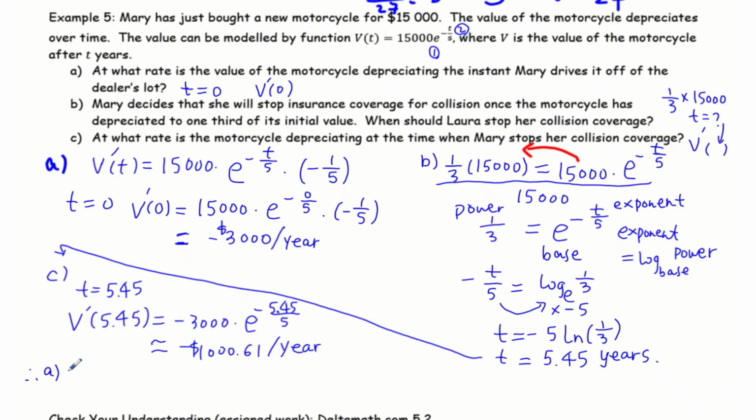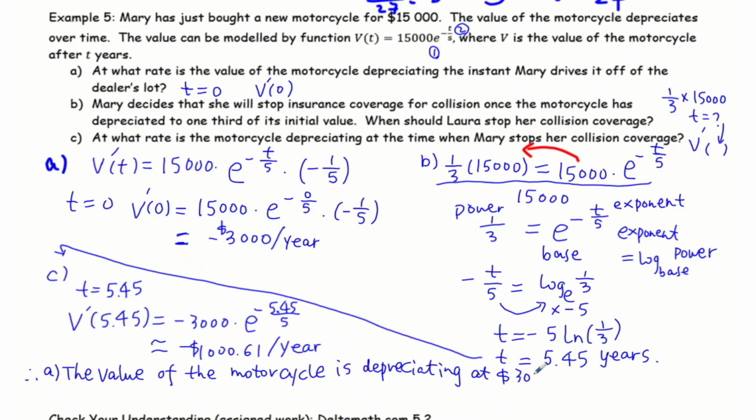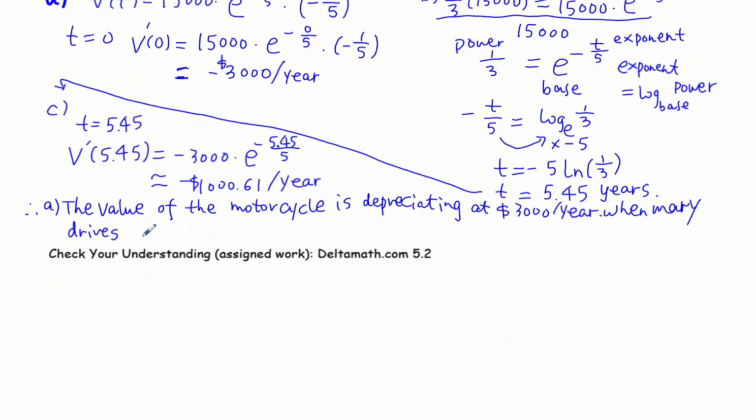So now read the statement. Therefore, the value of the motorcycle is depreciating at 3,000 per year when Mary drives off the parking lot. Because we say depreciating, it means going down, so we don't need to write a negative sign.